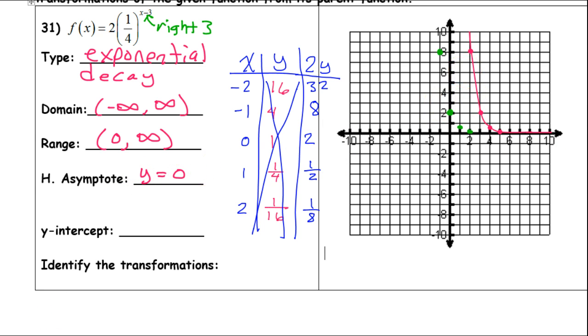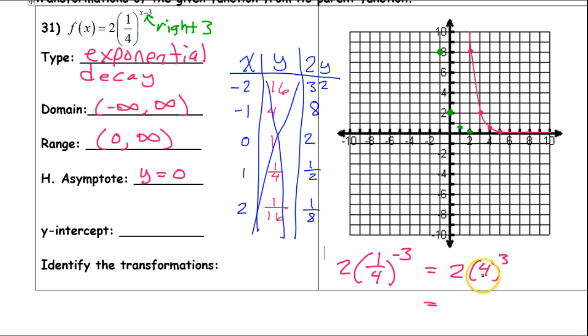Now the y-intercept is what you get when you let x equal 0, because the y-intercept is where the graph reaches the y-axis, but on the y-axis, x is always 0. So let's substitute in 0 for x and see what we get. We'll have 2 times 1/4 to the negative 3 power. If we put in 0 for x, then that just leaves a negative 3. Now, a negative power, you do the reciprocal. So this will become the same thing as 2 times 4 to the third power.